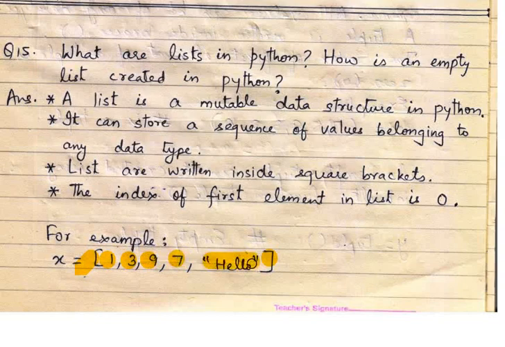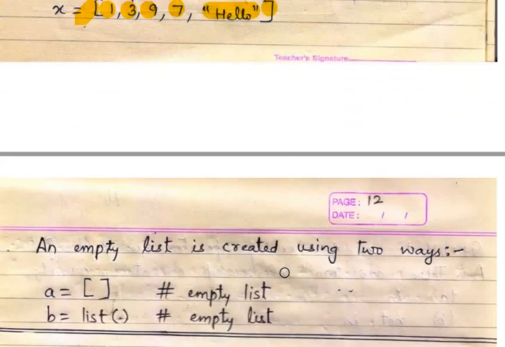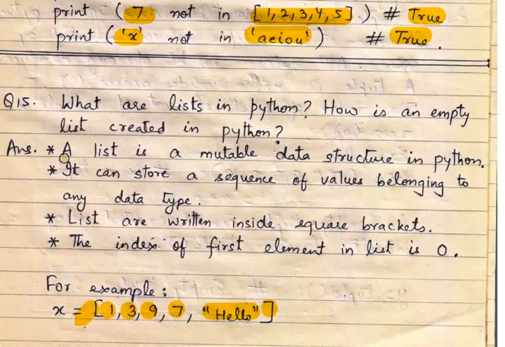So these are the things that you actually know. So 4 things you know. You have told about these things in your answer. And an example is a must. So you are writing here x equal to, within square brackets, any values of any data type. Everything is correct. Then the second part of the question: how is an empty list created in Python?